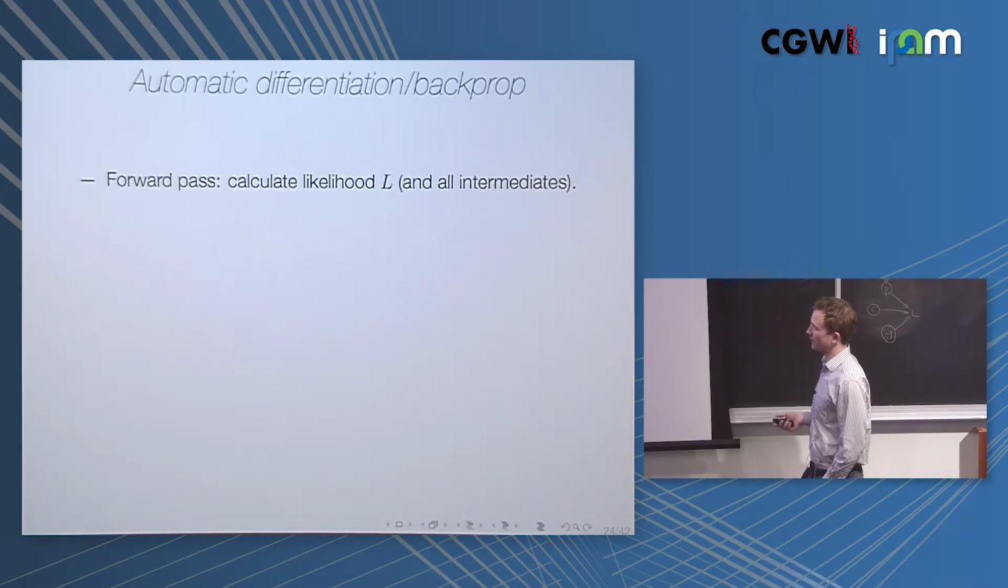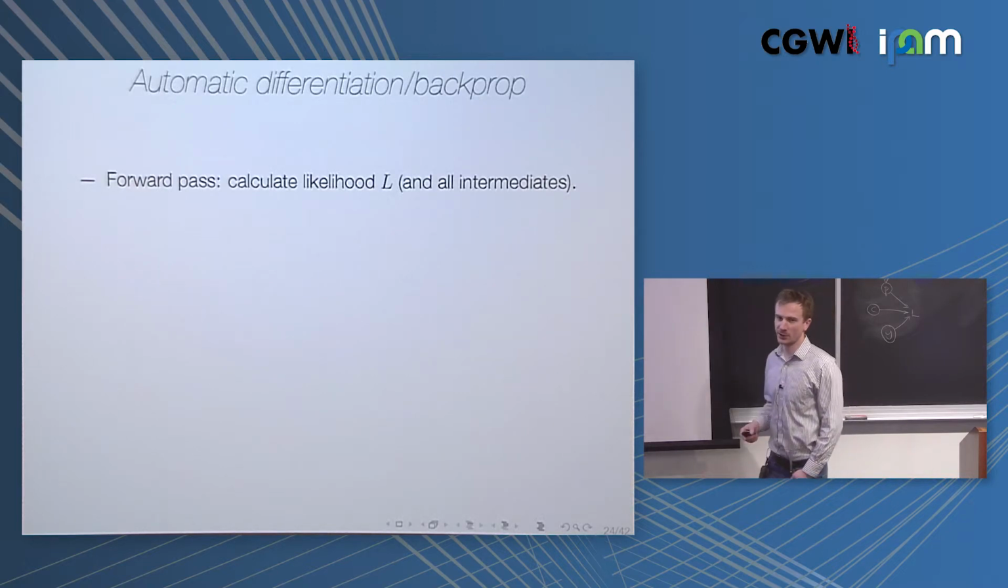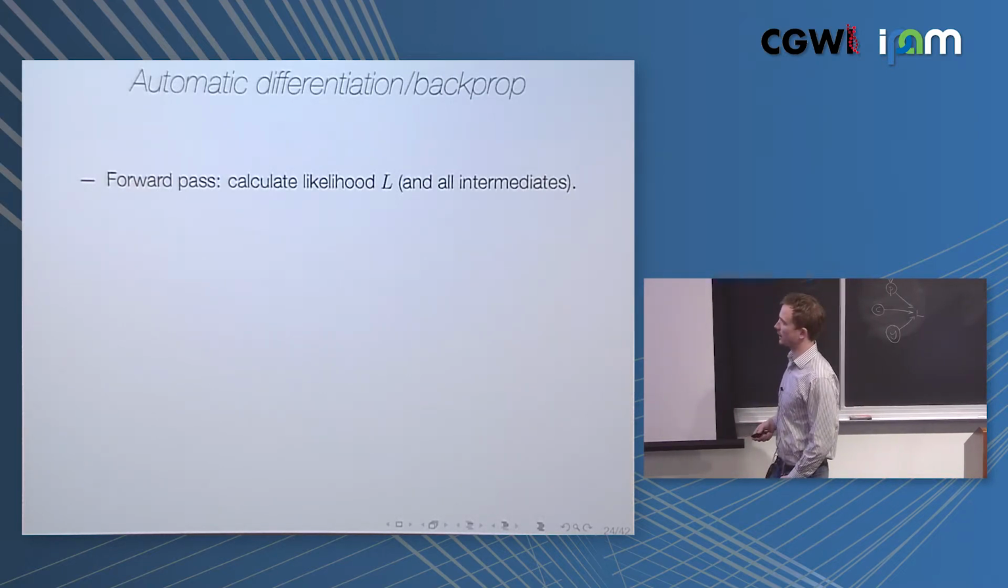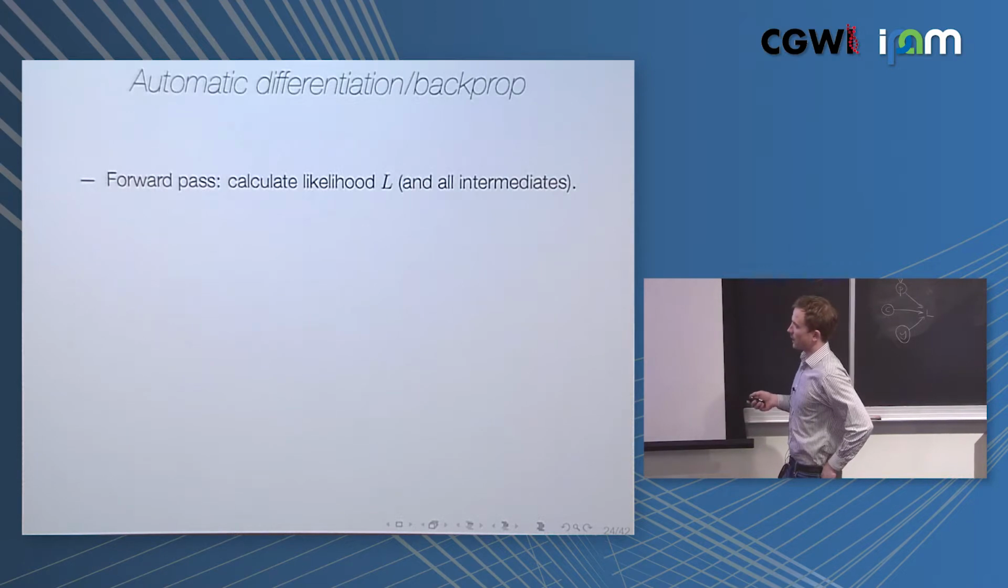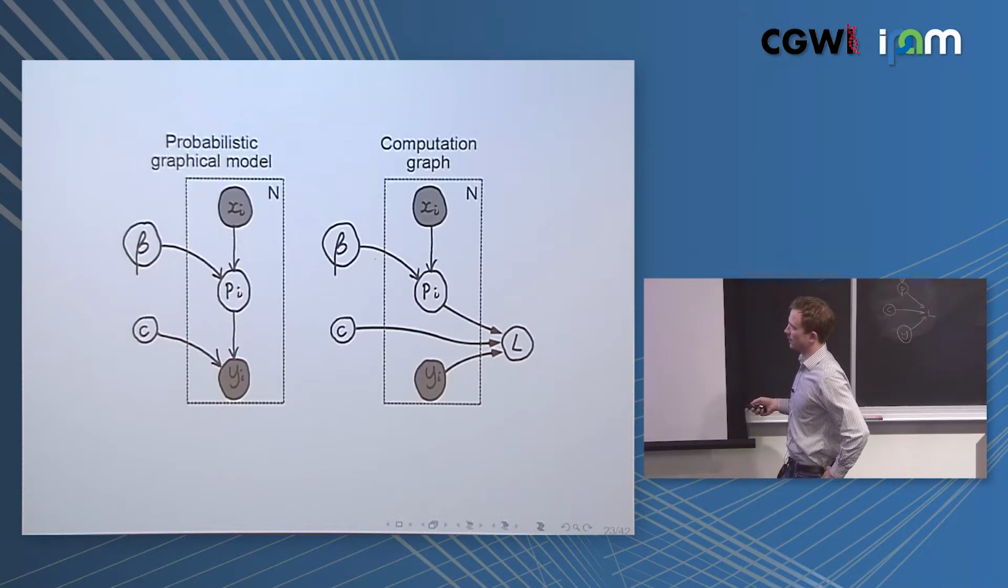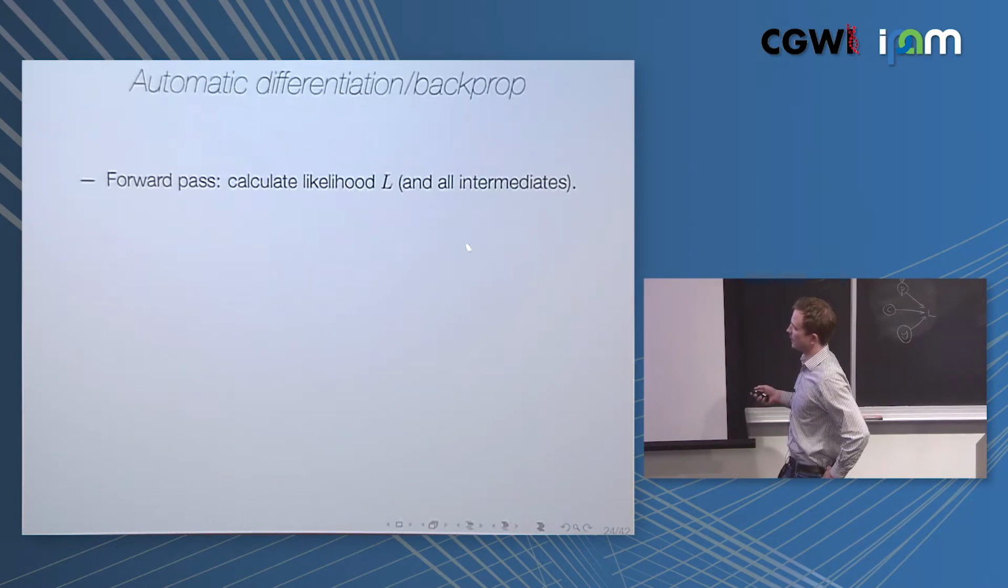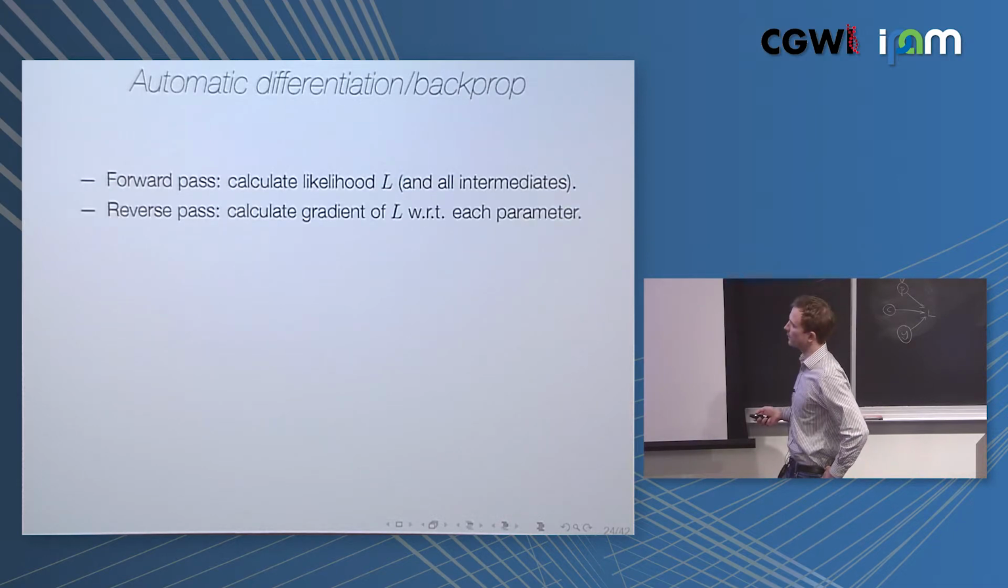And what it's then going to do is work out how to use automatic differentiation to automatically get gradients. So automatic differentiation, which is also known as backprop for neural nets, involves a forward pass through the computation graph. So this is just starting, say, here with the x, beta, and c, and propagating forward through the graph to the likelihood. And that means you're going to calculate all the intermediate variables along the way. And then a reverse pass where you start at the likelihood and work back to each parameter.